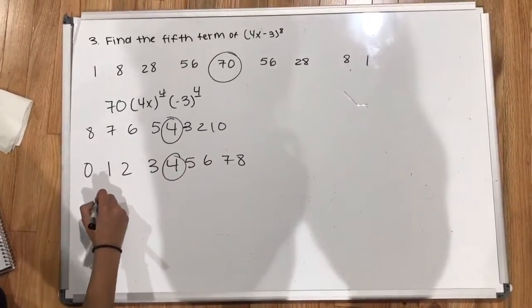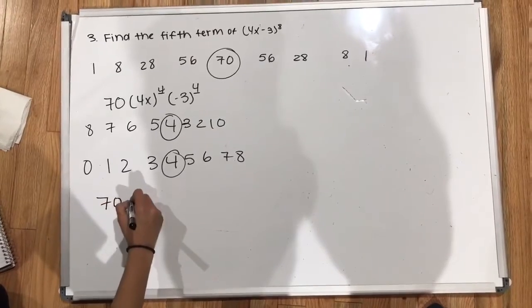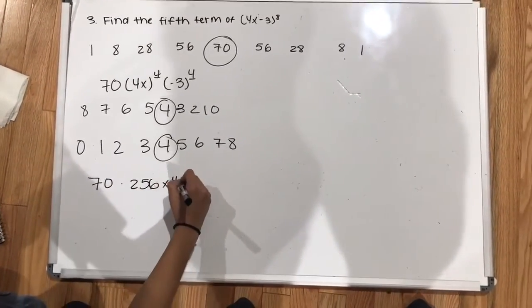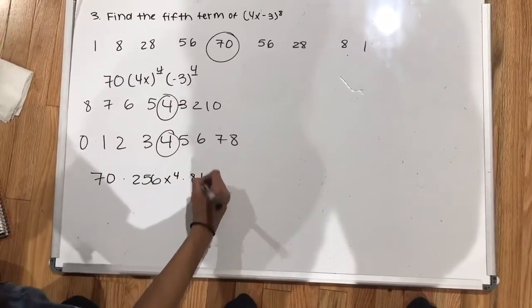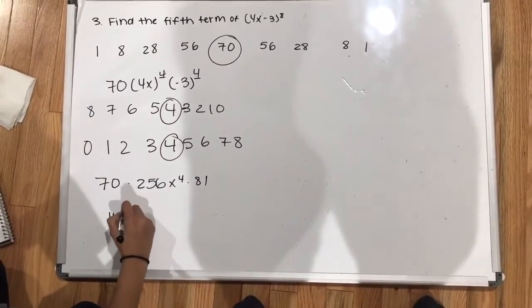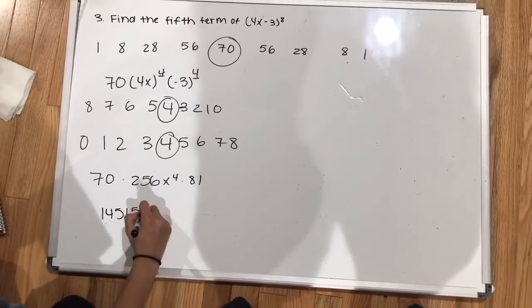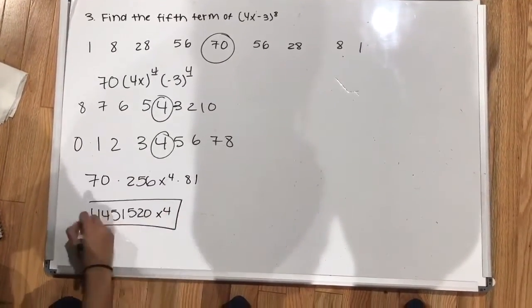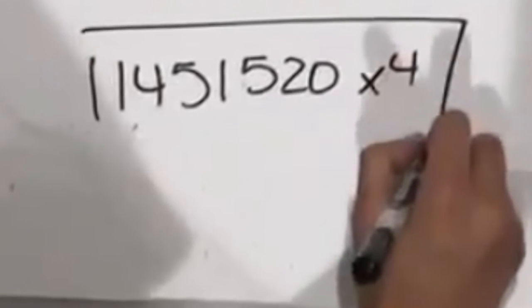So now that we have this, we need to evaluate each number with its exponent. So it would be 70 times 256x to the 4th times 81. And the final result will be 1,451,520x to the 4th.